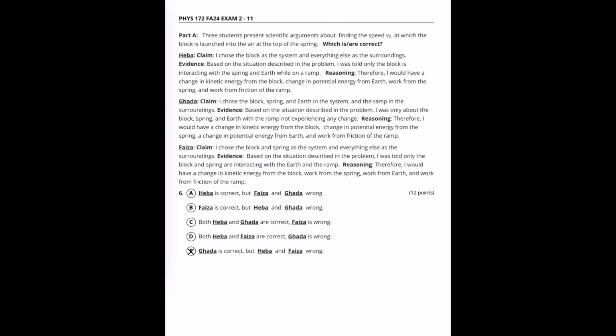Part A states, 3 students present scientific arguments about finding the speed v naught at which the block is launched into the air at the top of the spring. Which is/are correct? So before we do this, we've got to recall that the change of energy of the system is equal to the work done by the surroundings. So let's take a look at the 3 claims.